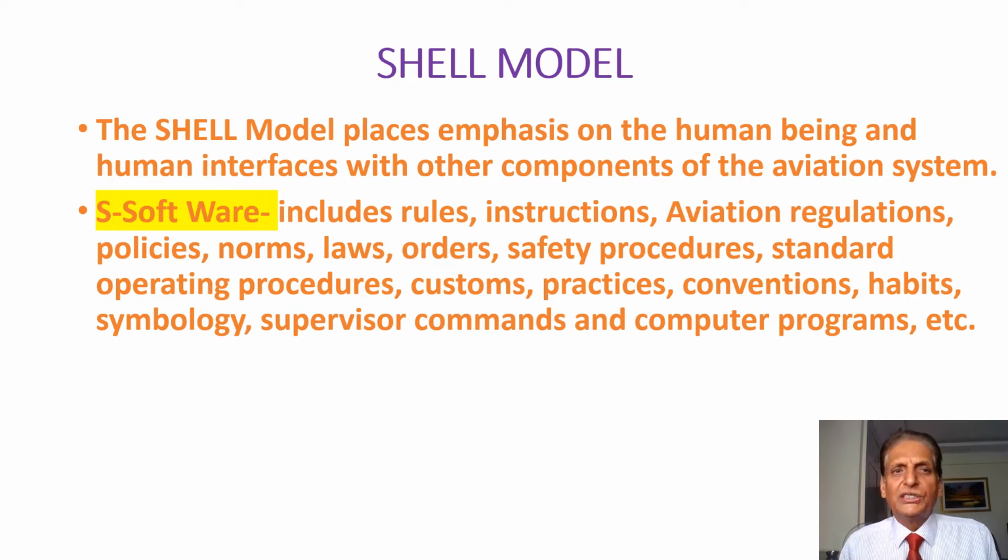Next, we'll discuss the SHELL model. The SHELL model places emphasis on the human being and human interface with other components of the aviation system. The first letter of SHELL is S. S stands for software. Software includes rules, instructions, aviation regulations, policy, norms, laws, orders, safety procedures, standard operating procedures, custom practices, conventions, habits, symbology, supervisor, command, and computer programs, etc.